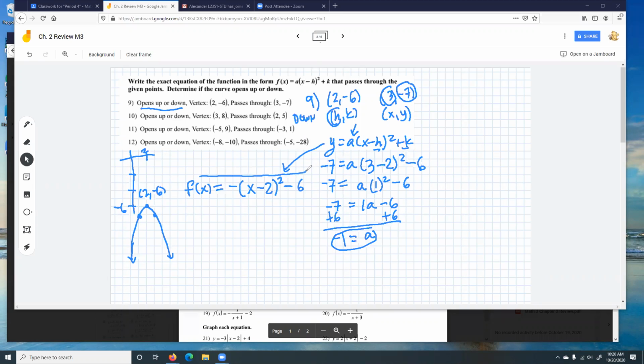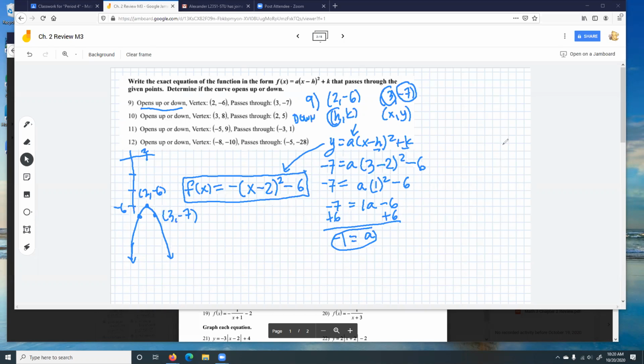So that is the equation of the parabola that passes through the points (2, -6) and (3, -7), because we plugged the points into the equation to get that a value. Okay, and you're definitely going to have to do something like that on the test. So that's number 9.